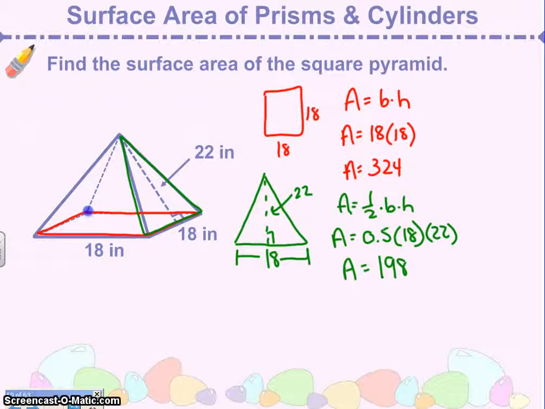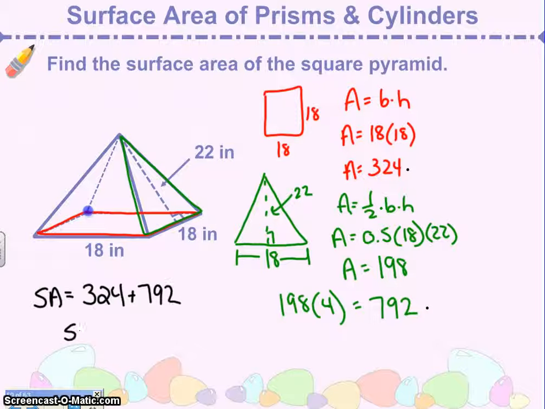But remember, because the base of this pyramid is square, all 4 of my triangle faces will be congruent. So I can take that 198, multiply it by 4, and get an area of 792. So I handled my square base and my 4 triangles. That's all 5 of my faces. Surface area then, capital S, capital A, equals 324 plus 792 for a total surface area in this case of 1,116 inches squared.